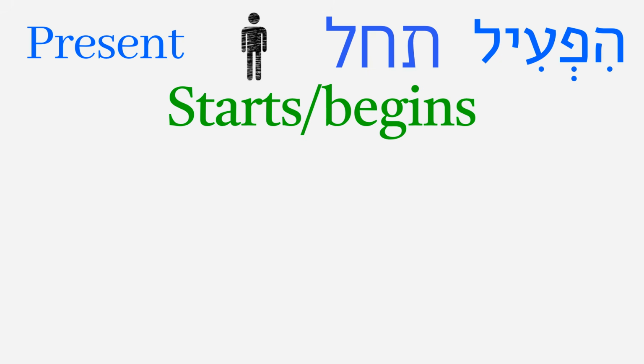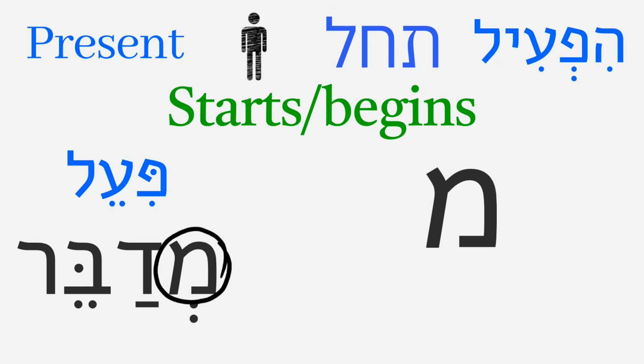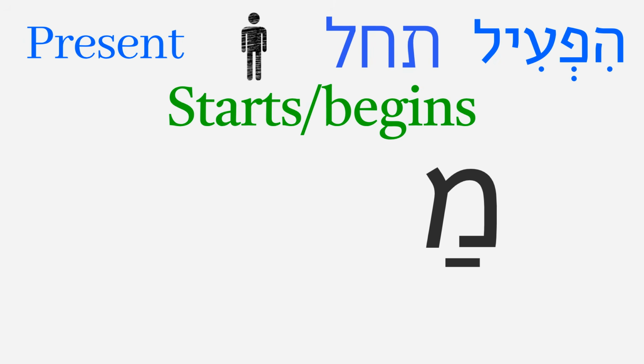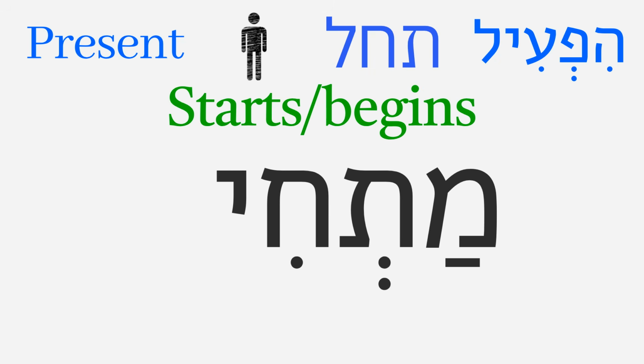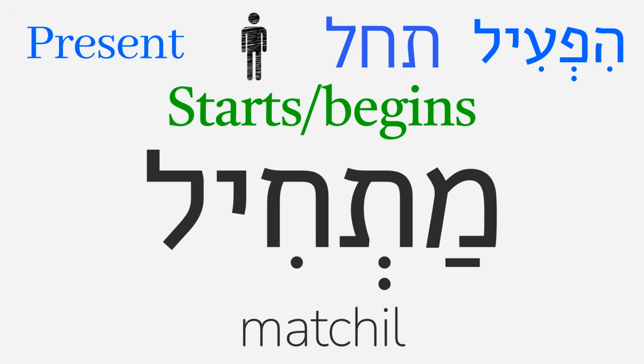Hiphil present tense verbs will begin with a mem, which we've seen before in the PL present tense and its passive pual counterpart. The Hiphil, however, puts a patach on this mem instead of the shva the PL uses. After the mem come the root letters. First tav with shva, second chet with hirik and yod, and third root letter lamed. Matchil begins or starts in masculine singular form.